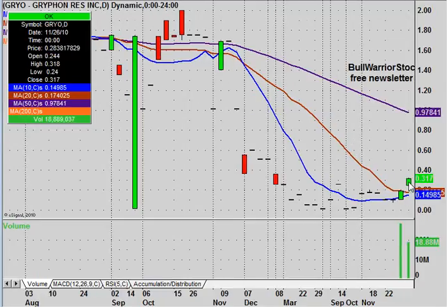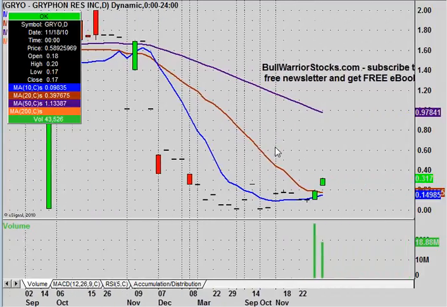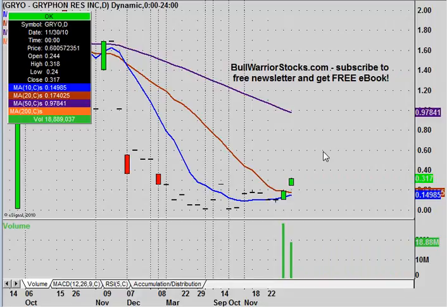And then today, gap up, and it was a gap and run. It opened at 24.244, and its low was 0.24. So essentially no pullback after the gap up, which is always a sign of strength. And then almost closed at the high of the day. The high was 0.318, and it closed at 0.317. So for argument's sake, just say it closed at the high of the day.